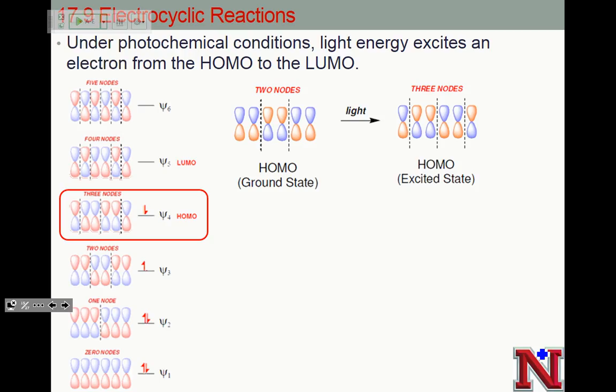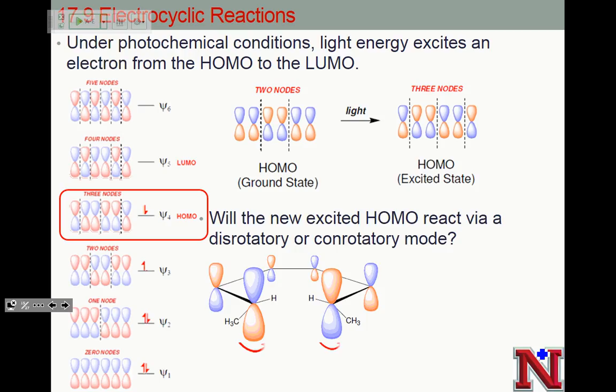So notice we don't care about what's in the middle, we only care about the end. Here, the 2 red are pointing up. Here, the red's up. Here, the red's down. So that's why under heat and light conditions, we get opposite products, because the orbitals look opposite because of symmetry. We have 3 nodes in this HOMO. So now, only the conrotatory is going to be allowed.